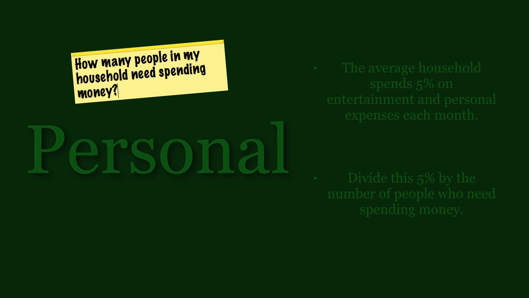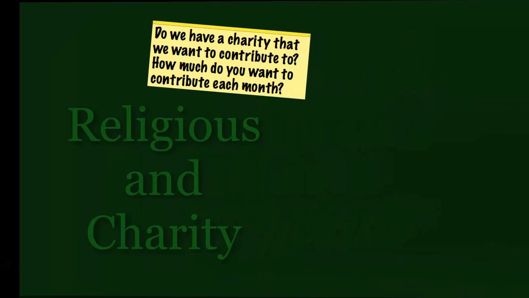Now you want to divide that 5% by the number of people you need spending money. Now obviously if you've got 4 people in the household, 3 of them are adults or teenagers, they're going to probably be fairly equal. And then say you've got a 2-year-old. Well, unless you're buying clothes for that 2-year-old every month, which you might be, they may not equal the same amount. So you can divide that 5% however you want between the household members, depending on their need.